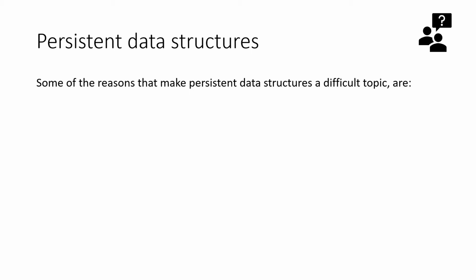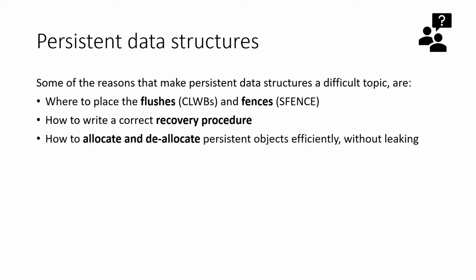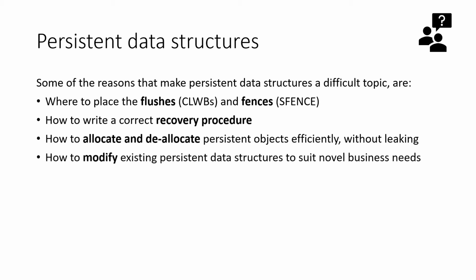With persistent memory comes the need to have persistent data structures. These are data structures that survive a non-corrupting failure, for example, a power failure. Making a persistent data structure can be a challenging task. Some of the difficulties behind it are where to place the flushes and the fences, how to write a correct recovery procedure, how to allocate and deallocate in persistent memory efficiently and without leaks, or simply how to modify an existing data structure at a later time.